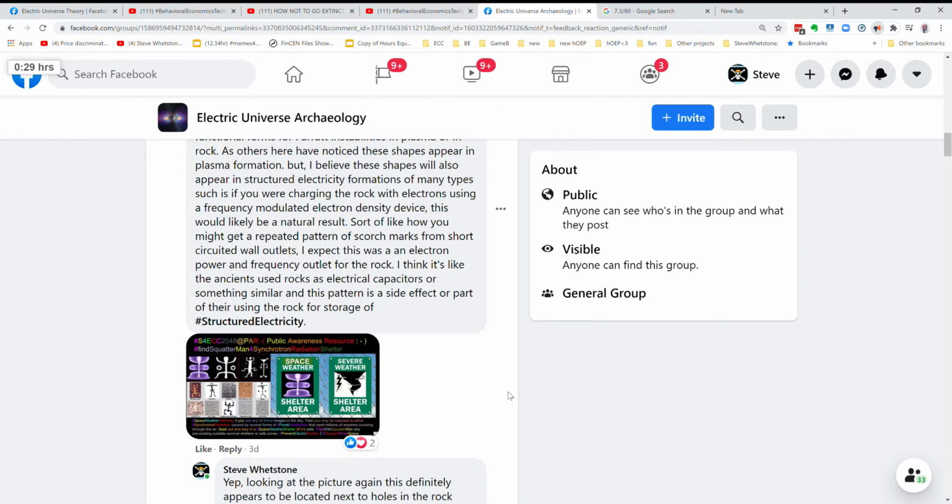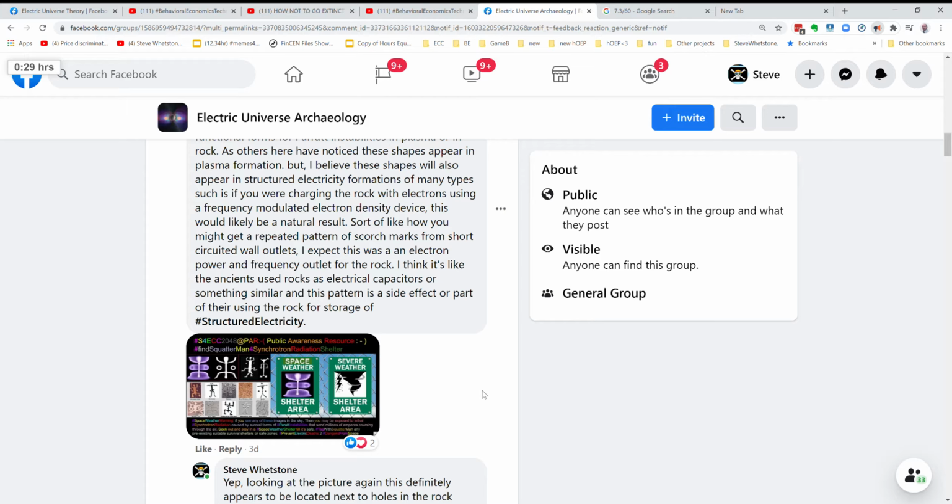But I believe these shapes will also appear in structured electricity formations of many types, such as if you were charging the rock with electrons using a frequency-modulated electron density device. This would likely be a natural result, sort of like how you might get a repeated pattern of scorch marks from short-circuited wall outlets. I expect this was an electron power and frequency outlet for the rock.